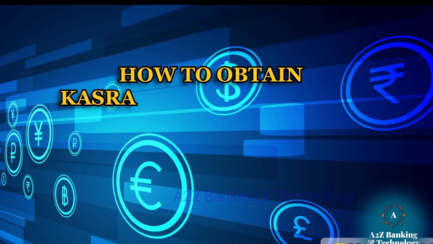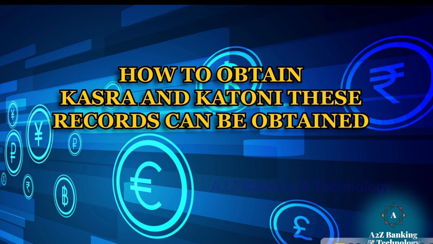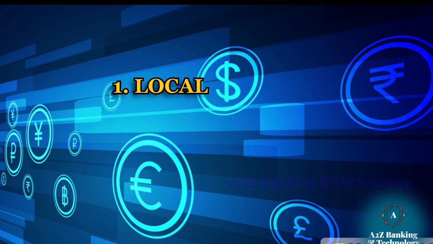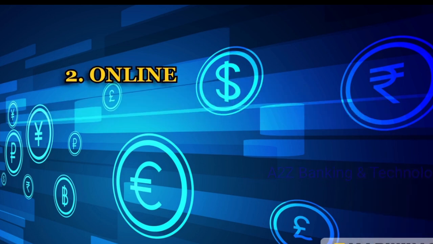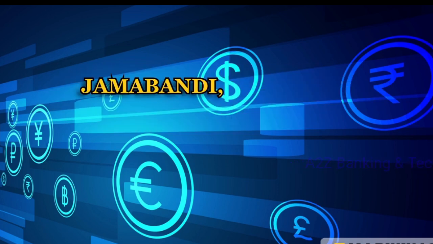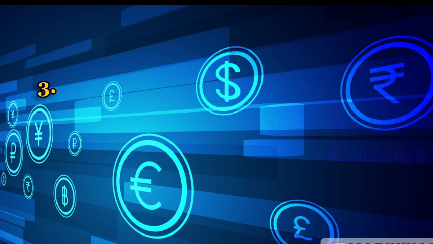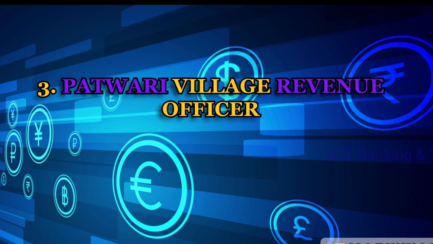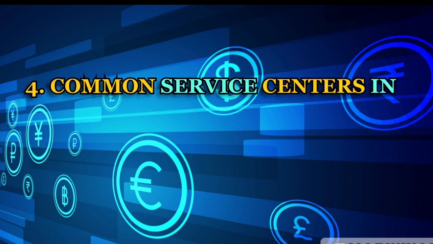How to obtain Khasra and Khatauni. These records can be obtained from: 1. Local Tehsil Office, Revenue Department. 2. Online land records portal of respective state governments, e.g., Bhulekh UP, Jamabandi Haryana, Mahabhulekh Maharashtra. 3. Patwari, Village Revenue Officer. 4. Common Service Centers, CSCs, in rural areas.